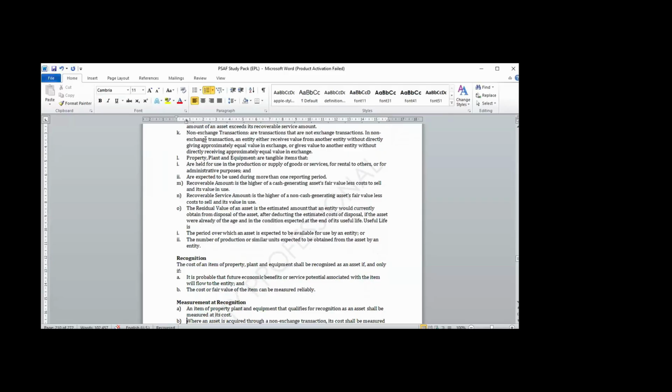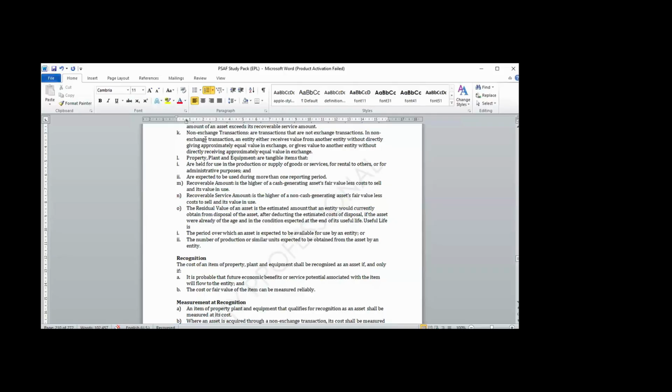Okay. Recognition, asset recognition. How do we recognize assets? The cost of an entity's property, plant, and equipment shall be recognized as an asset only if it is probable that the future economic benefit or service potential associated with the item will bring in an inflow for the entity. That is, if property, plant, and equipment will bring in cash inflow for an entity, it is meant to be recognized as a non-current asset.